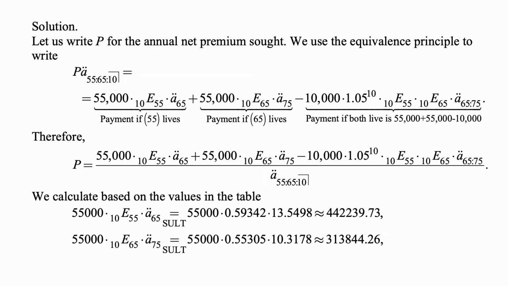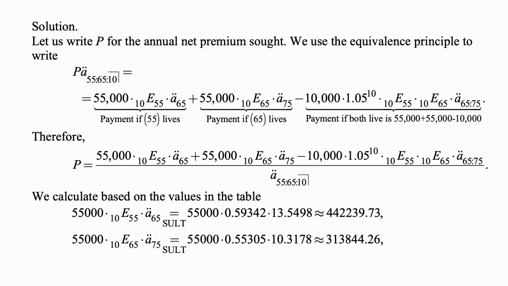And here's the solution. Let us write P for the annual net premium. Then we use the equivalence principle to write P times a double dot A:55:65 angle 10, and that refers to at most 10 years. That's kind of a strange expression, but the premiums are payable during the first 10 years if they're both alive. That's the expression for that. So P is the premium, and it's paid this way.